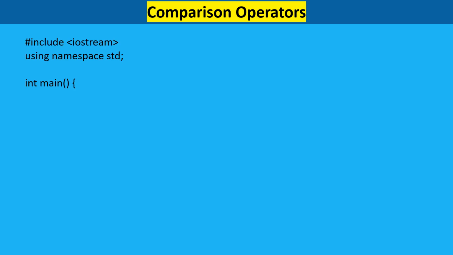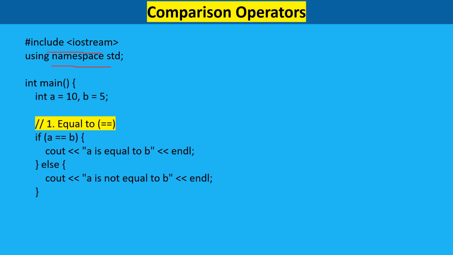So again, include iostream, the preprocessor for cout and cin, using namespace std to avoid the std prefix, and int main, the entry point of all programs, where all execution starts. Integer a equal to 10 and b equal to 5. Two integer variables a and b are declared and initialized. A is set to 10 and b is set to 5.